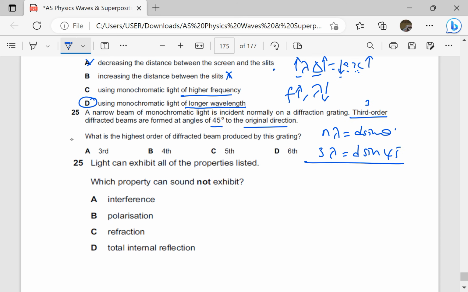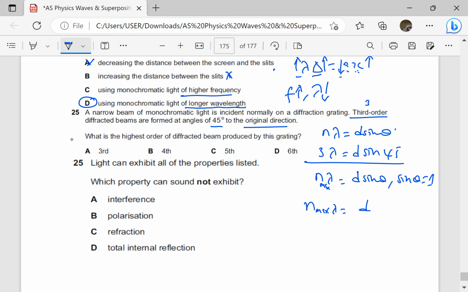Then what is the highest order of diffraction beam produced by this grating? So for high order, sine theta is equal to 1. So it means N times lambda, which is not known, should be equal to D sine theta, but sine theta is equal to 1 for N maximum. So N maximum times lambda should be equal to D.